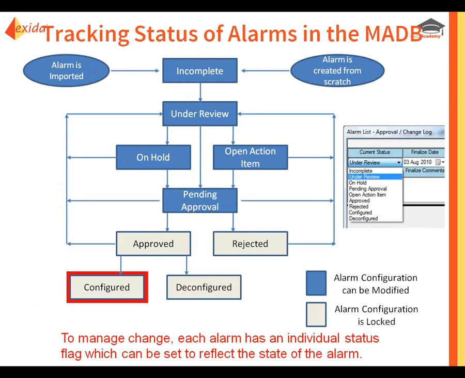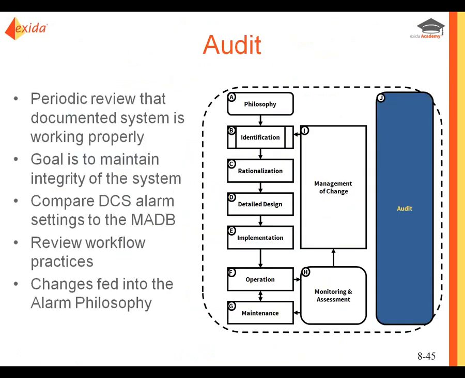So a good master alarm database helps you keep track of the rationalization status of your alarms. Because certainly if you have a really big system, 10,000, 20,000 alarms, your rationalization process is not going to be completed overnight. That could easily take months. So to be able to track your progress and the status is pretty important.